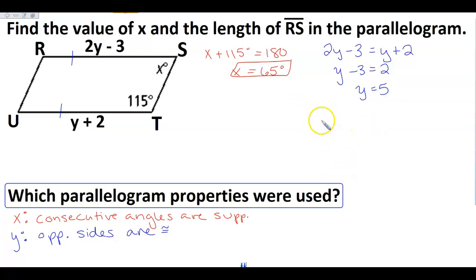But remember, I wanted the length of RS. So for RS, I'm going to do 2 times 5 minus 3. So RS is going to be 10 minus 3, which is 7. Okay, again, we did this in class today, so if you are confused at all, please make a note somewhere in here, so that way you can ask when I see you again.